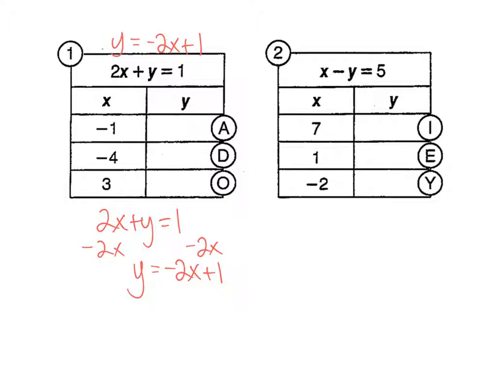So you're supposed to plug in -1 right here. So I can do it, I guess, over here. -2x plus 1. -2 times -1 is 2, plus 1, 3. -2 times -4 is 8, plus 1, 9. -2 times +3 is -6, plus 1 is -5.